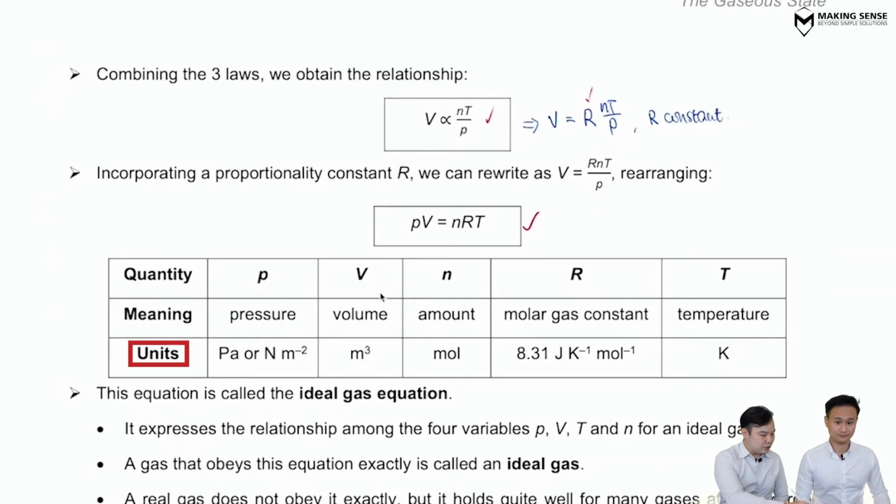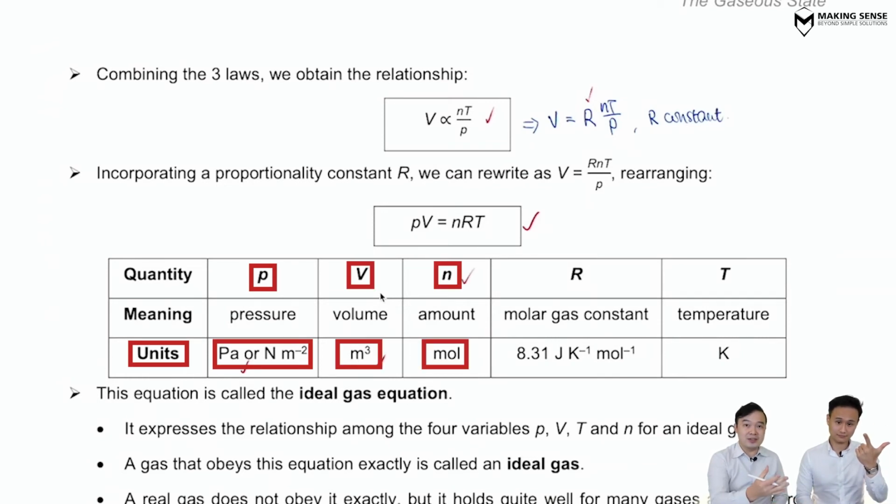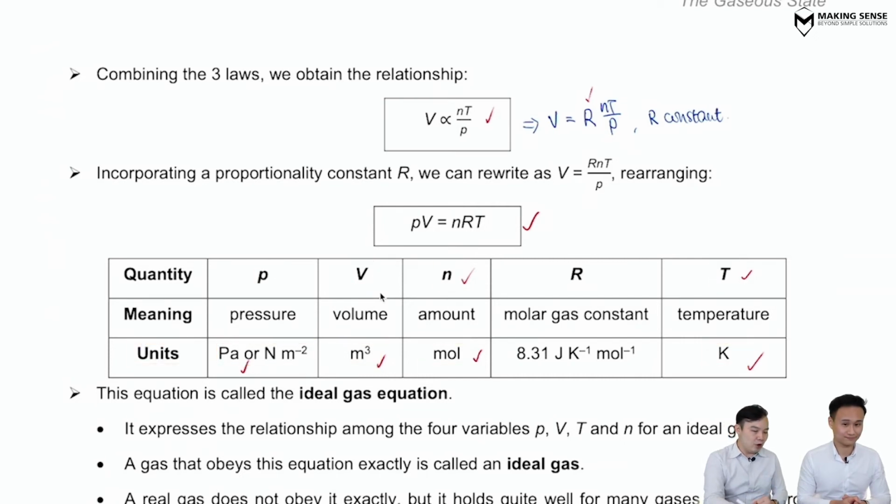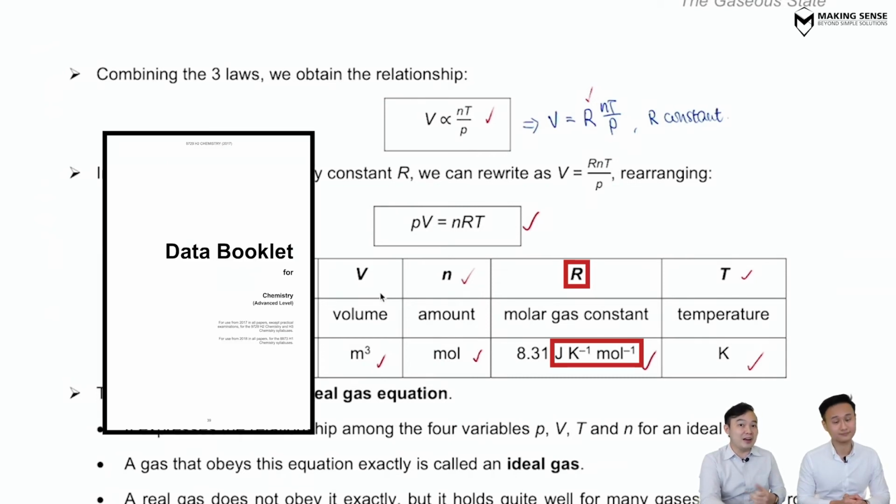For pressure, it is going to be pascal. For volume, it's going to be meters cubed. The amount of substance is going to be in moles. And the T must always be in Kelvin. Now for the R, which I call a constant, it is known as the molar gas constant. It always has a fixed value and a fixed unit. This number is found inside your data booklet, so you don't really have to memorize it.